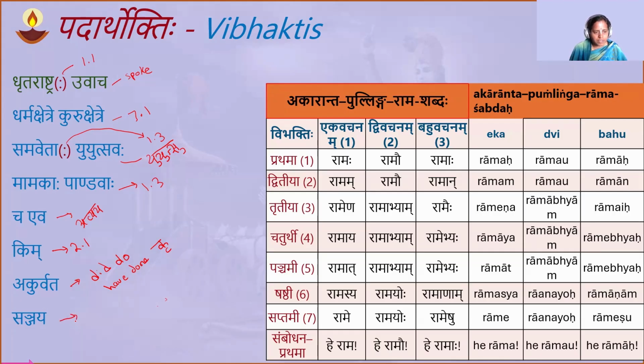Okay, tell me where is Sanjaya in this table? Who can tell me? That means we need to find in this table just the Rama as it is, without the Visarga. Ananya, tell. 8.1, correct. 8.1, which is Sambodhana Pratama. So here we see Hey Rama, right? Without the Visarga. That's why it's matching this pattern.